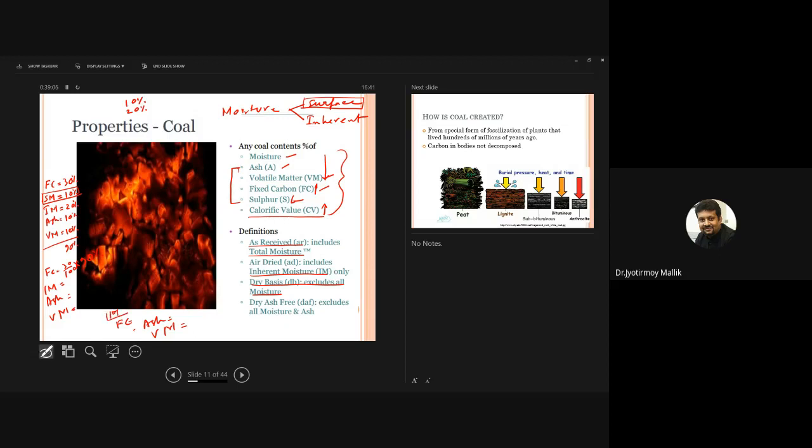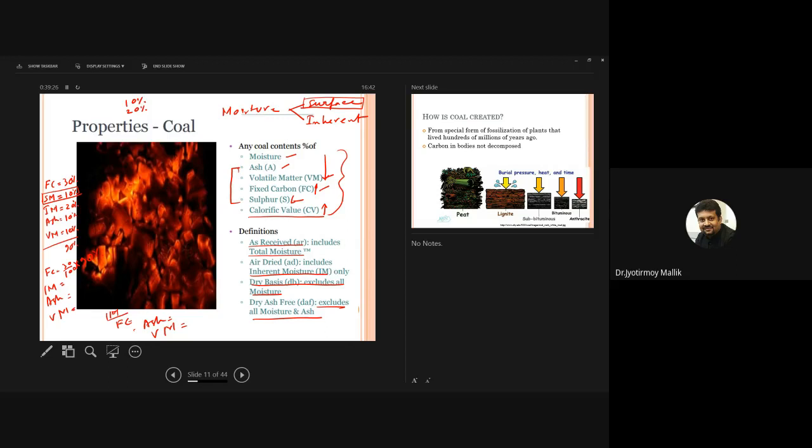And then you can say dry ash free. Similarly, you can exclude all moisture and ash. So what is left? Only fixed carbon and volatile matter. Okay, it doesn't necessarily mean that you remove your moisture and ash. You just calculate it in such a way that you express out of that percentage.